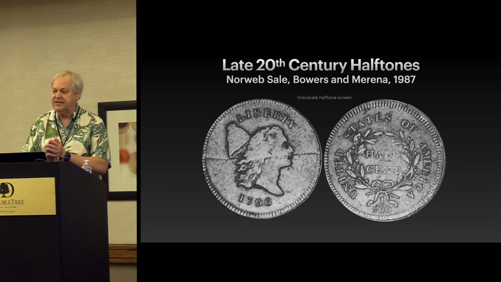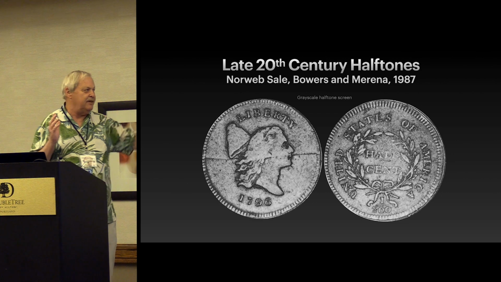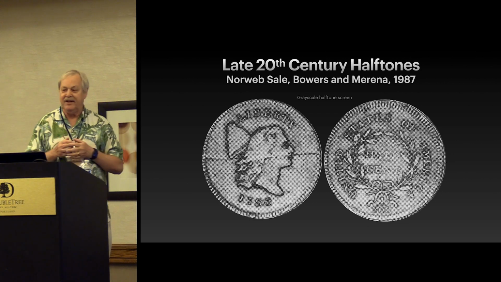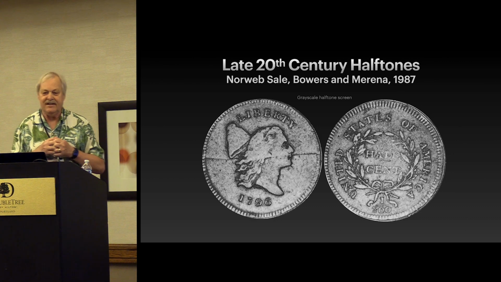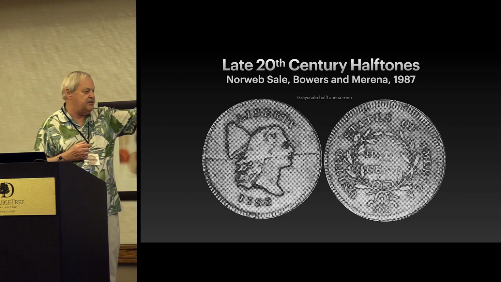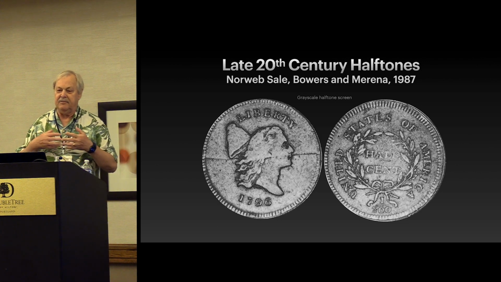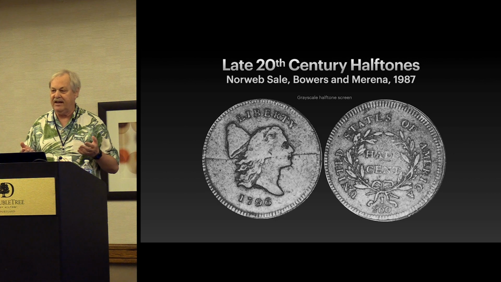Late 20th century, this is the print quality you got. A lot worse, right? And I'm not picking on Bowers and Merena. This is true of all of the companies. They went to mechanical halftoning, and you can see that that image is made up of mechanical dot pattern, just like in a newspaper or a magazine.